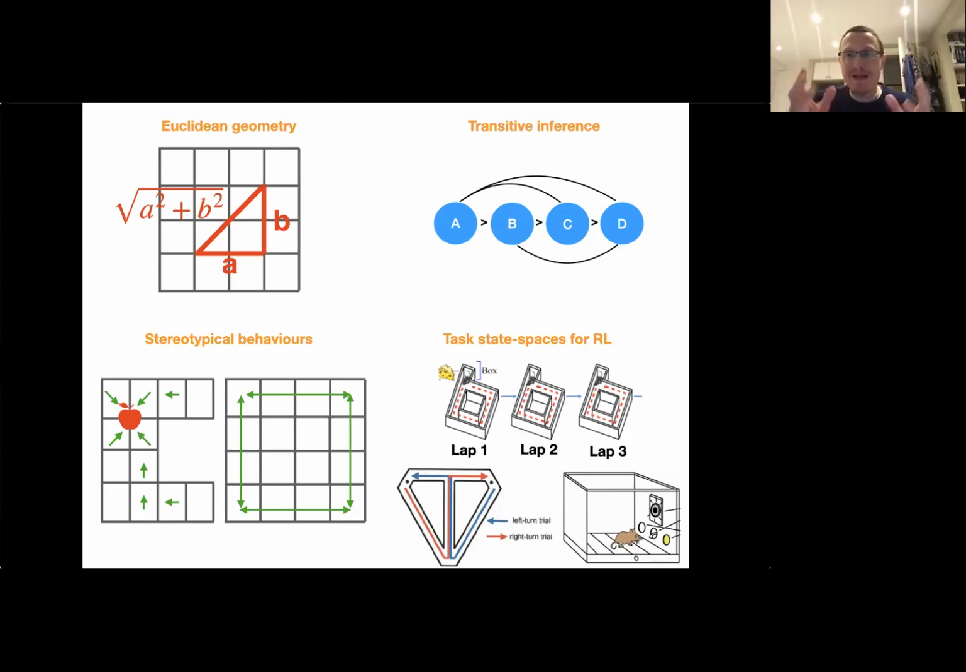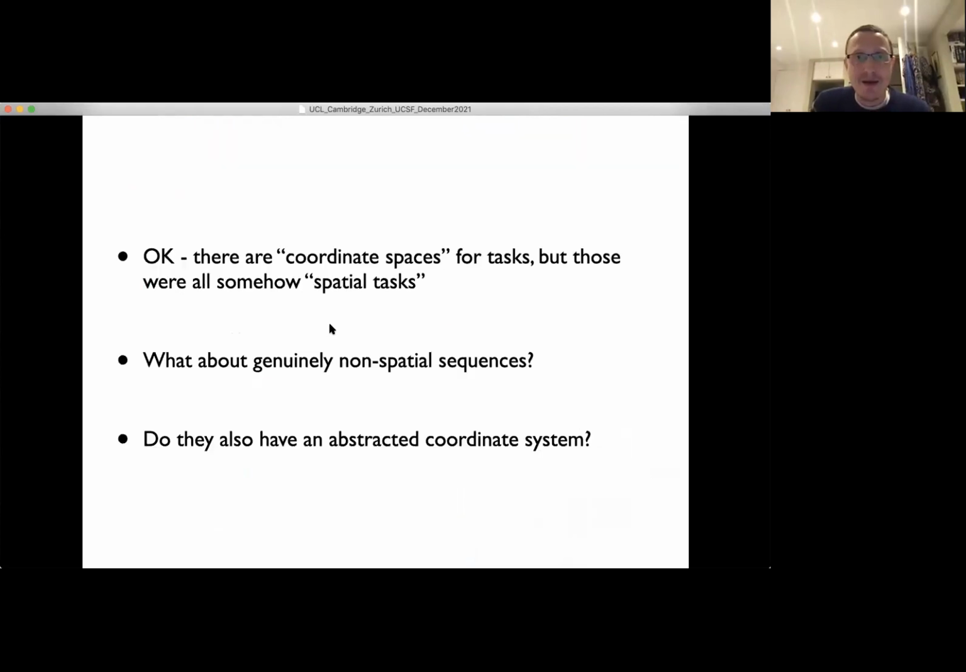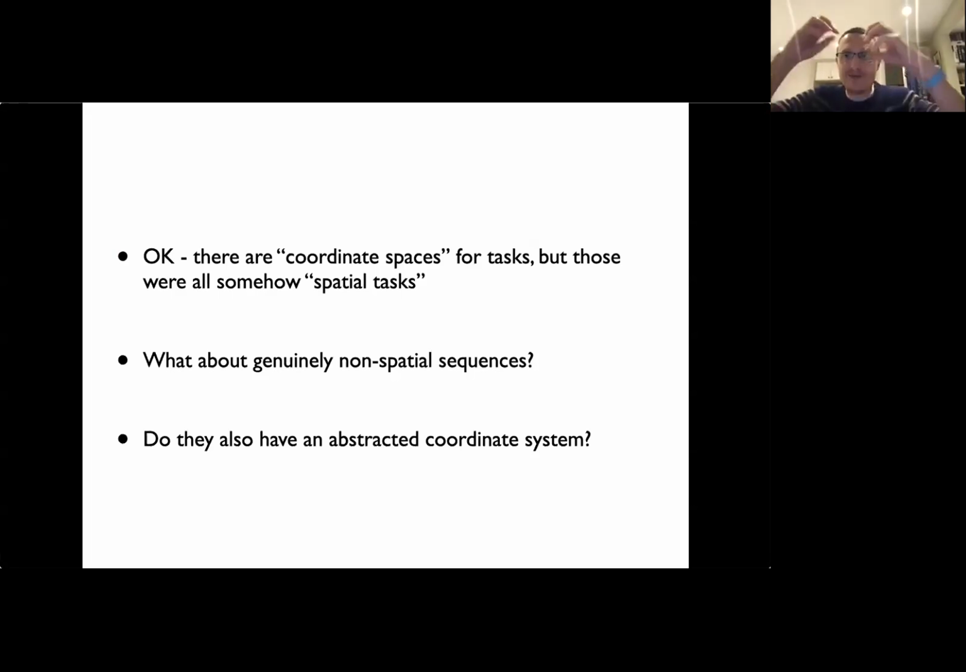But all of those are sort of a bit spatial, right? And so I'm going to try to take us out. Everything I've shown you so far, at least there's a mouse running somewhere, even if the problem is non-spatial, the mouse is running on stuff. So I'm just going to take you out of that domain quickly and think about some non-spatial tasks. And I'm going to be looking for something similar to what I've been saying before, these abstracted coordinate systems that know something about where you are in the task, but not about the individual example that you're looking at now, right?